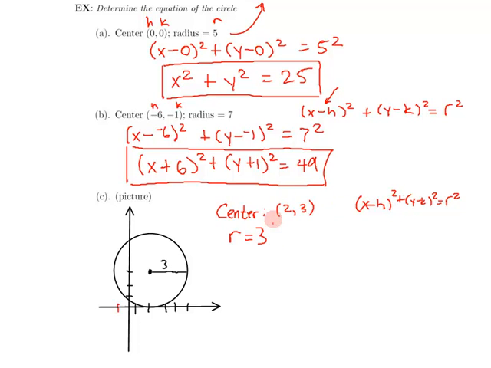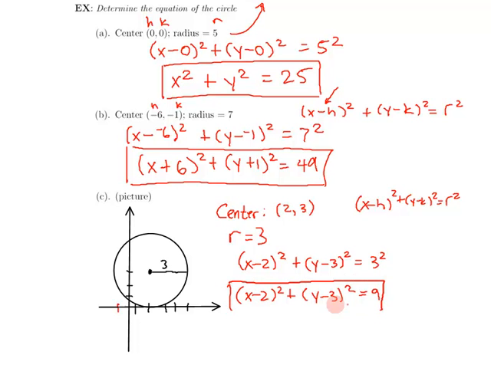So in this case h is 2, so we have x minus 2 squared. K is 3, so y minus 3 squared is equal to 3 squared, or x minus 2 squared plus y minus 3 squared is equal to 9. That is the equation for the circle. All points on that circle satisfy that equation.